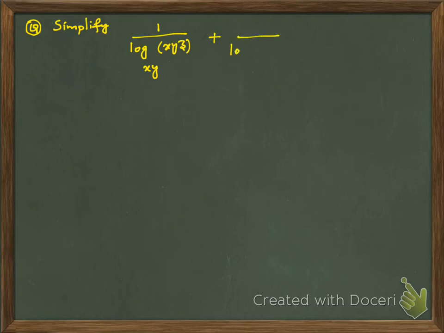Next, we will try to do one more question. Now I will try to simplify. The question is like this: simplify 1 by log of xyz to the base xy plus 1 by log of xyz to the base yz plus 1 by log of xyz to the base zx. We are supposed to simplify this.